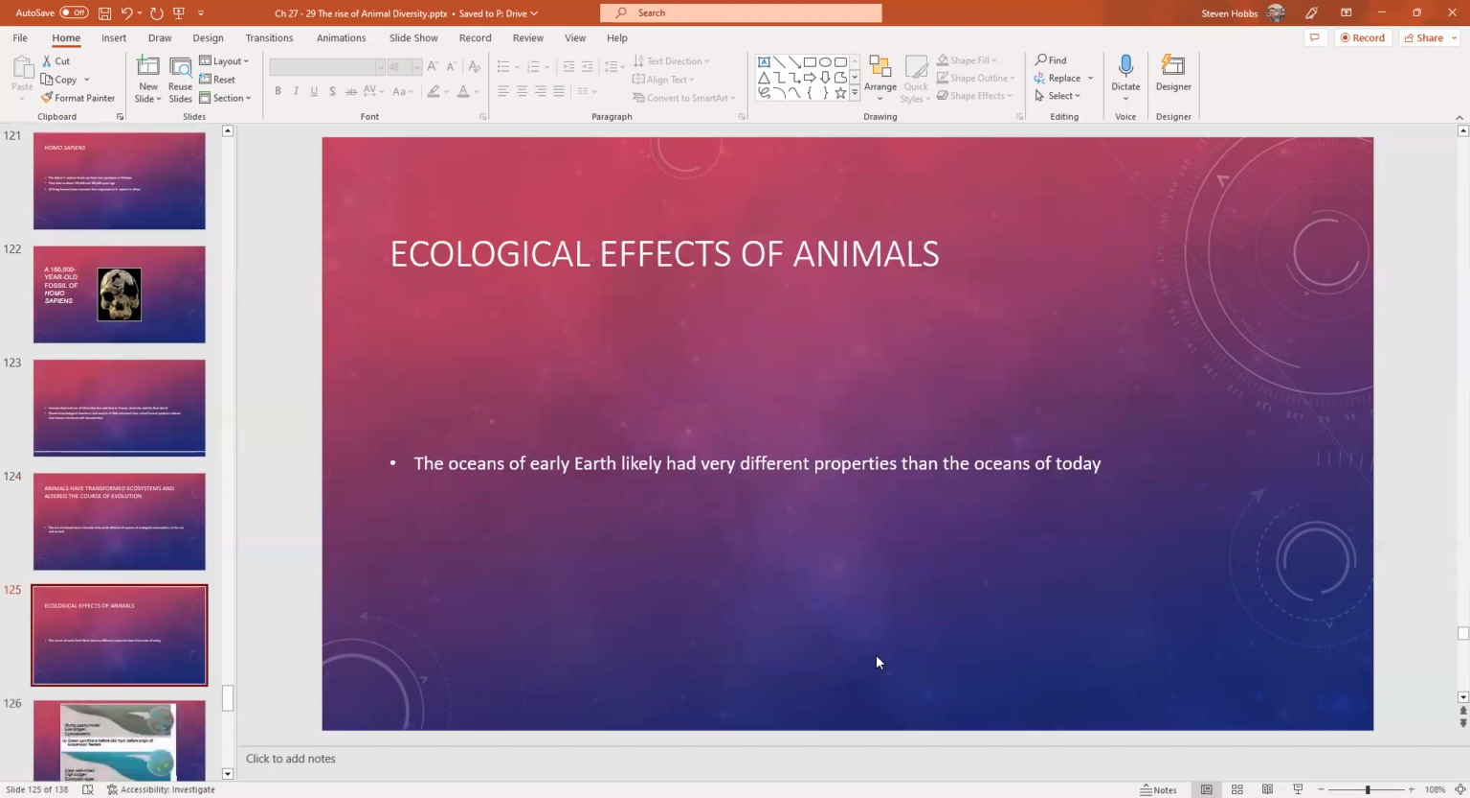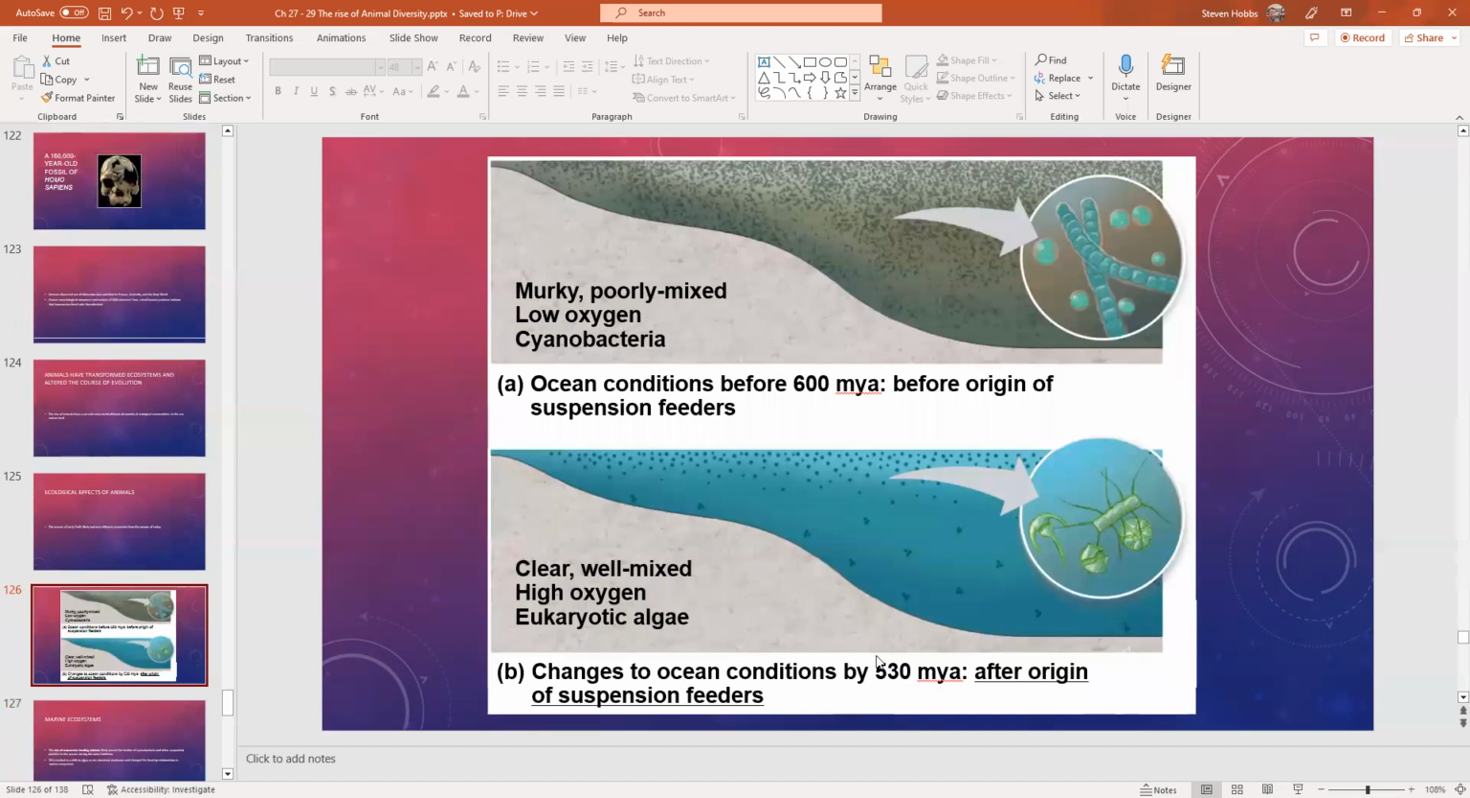Okay. So the ocean of the early Earth was likely very different than it is now, specifically with the dissolved amounts of iron that was in it. So it was very murky. It was kind of a greenish color as compared to the nice pale blue that we have now.